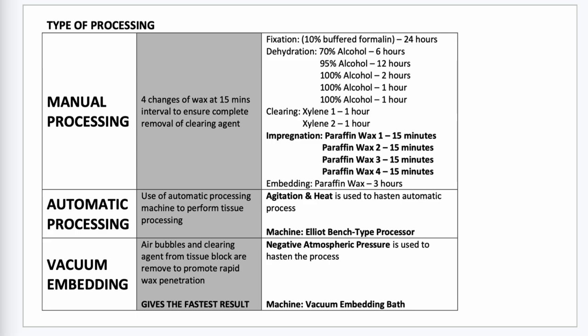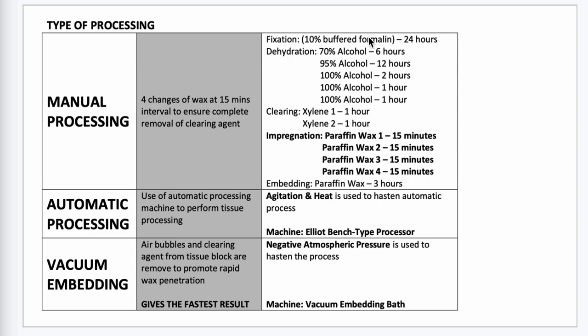So what are the types of your processing? We have first your manual processing. So this requires at least 4 changes of wax with 15 minutes interval for 1 hour. Okay? So you also have your automatic processing. This makes use of an automatic tissue processing machine, no? Pa natin pahirapan nating sarili sa manual. Kasi look, actually nakapas po bitaw ko anin. This is what we do, no?